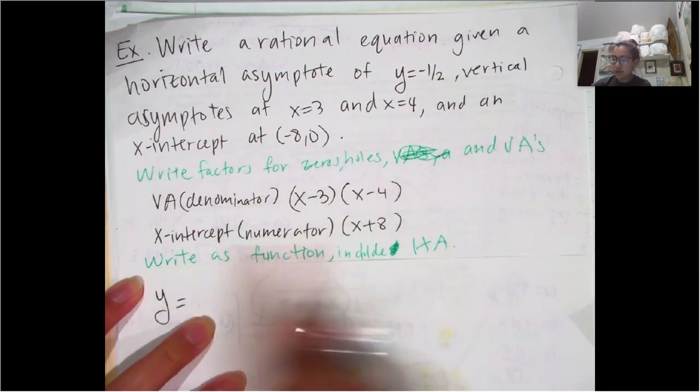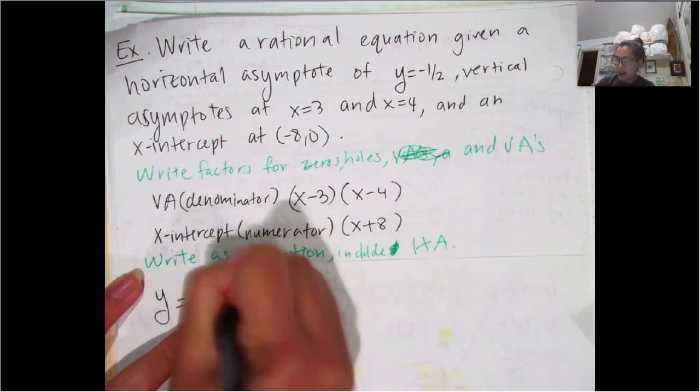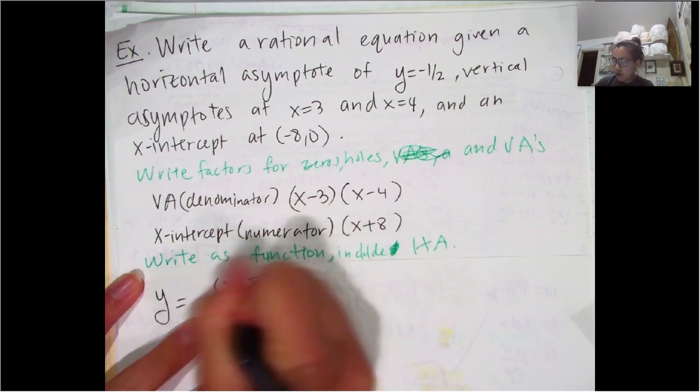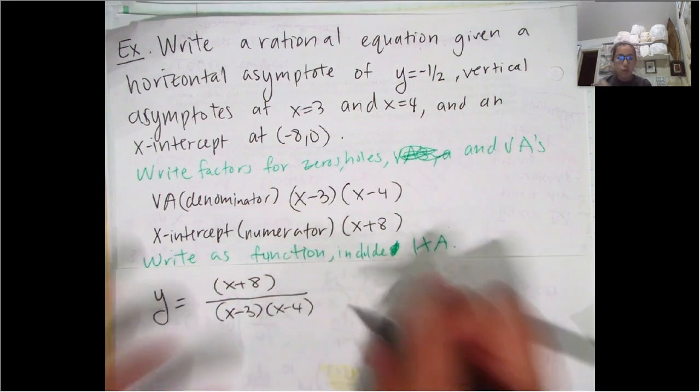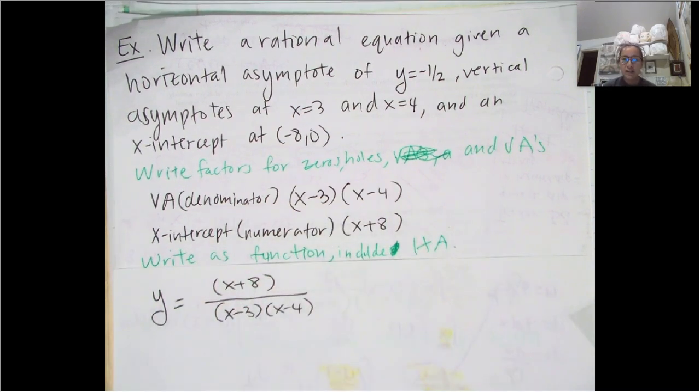So if we write these as a function, we have x plus 8 over x minus 3 times x minus 4. Well, when you have a horizontal asymptote, you know that the degree in the numerator and the degree in the denominator have to be the same. Are the degrees in the numerator and denominator the same? Well, no, they are not.